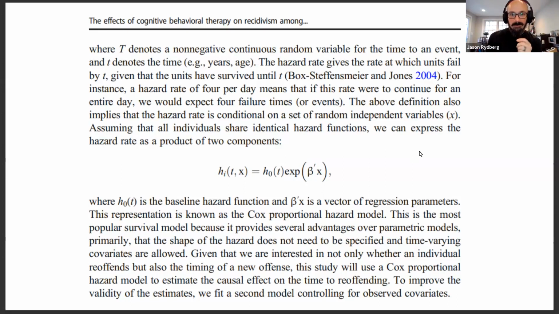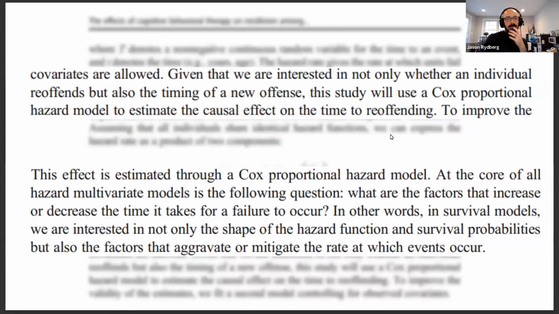But I want to highlight something here. So notice the way that they talk about this. Given that we are interested not only in whether an individual reoffends, but the timing of their new offense, this study will use a Cox proportional hazard model to estimate the causal effect on time to reoffending. At the core of the hazard multivariate models is this question: what are the factors that increase or decrease the time it takes for a failure to occur? In other words, we're interested in not only the shape of the hazard function and survival probabilities, but also the factors that aggravate or mitigate the rate at which events occur.